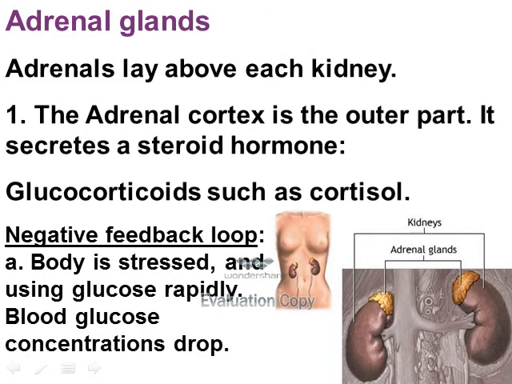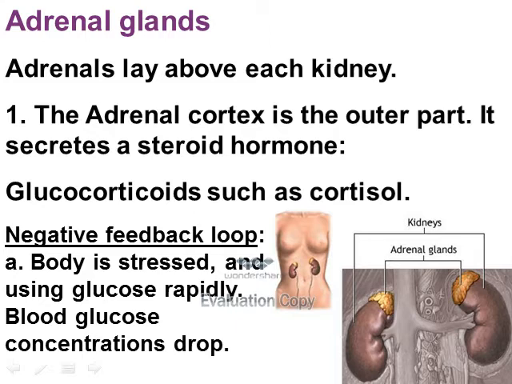Adrenal glands are perched above each kidney. They're small, but they do a lot. The cortex is the outer part, and it secretes a steroid hormone. One of the hormones is called glucocorticoid, and it's actually a group that includes the hormone cortisol. I'm going to mention a negative feedback loop involving cortisol.